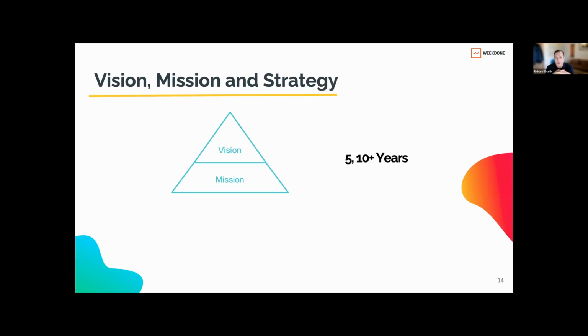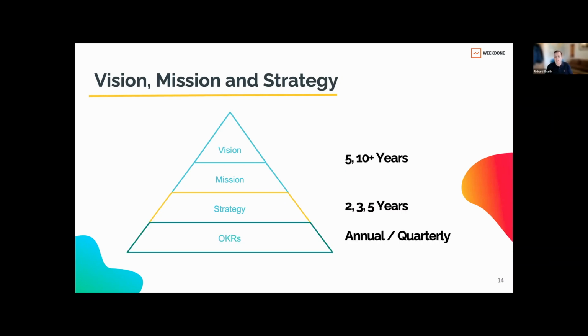So, you know, a lot of companies talk about vision, mission, and strategy, with the vision and mission being very long-term directional elements of where we want to take the business. What's the point of our business? Then we have strategy, often a 2, 3, 5 year sort of horizon for strategy, and then OKRs. So in this case, we're using OKRs as the goal setting method.